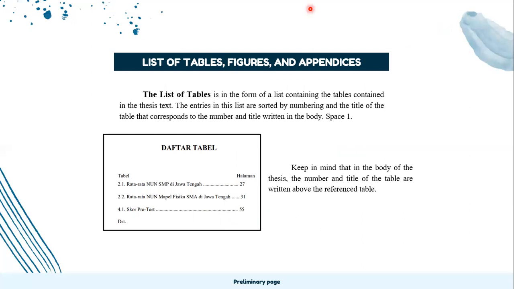Thank you, Unzil. The next part of thesis is list of tables, list of figures, and list of appendices. In the list of tables, it is in the form of a list containing the tables contained in the thesis text. The entries in this list are sorted by numbering and the title of the table that corresponds to the number and title written in the text. You can see the example in the figure below.